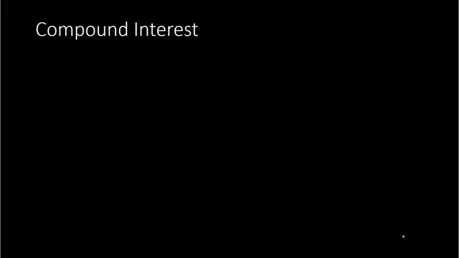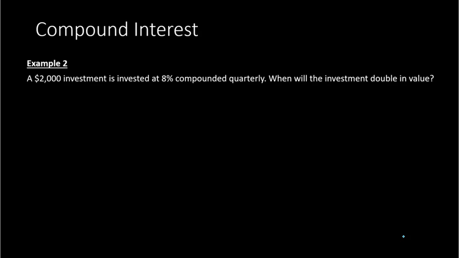Let's take a look at another compound interest problem. Example 2 says a $2,000 investment is invested at 8% compounded quarterly. And the question is, when will the investment double in value? So this is actually asking for something different. This is asking for a time. So time is your unknown, but you're still going to use the same formula. It's a compound interest problem. So the question is, what do you plug in, and then how do you solve for t, for time?